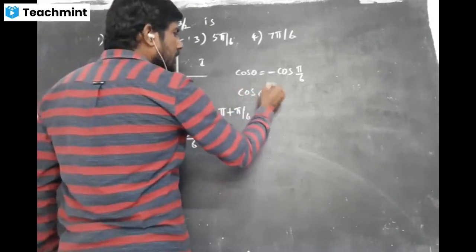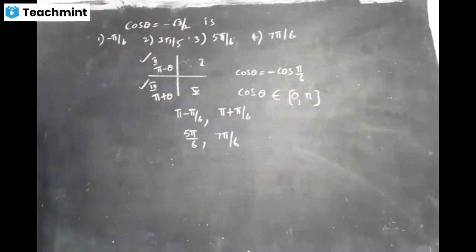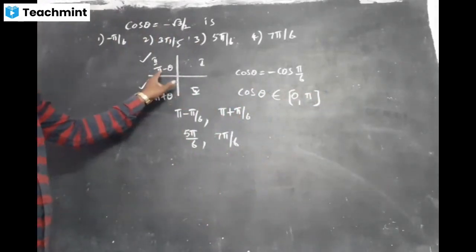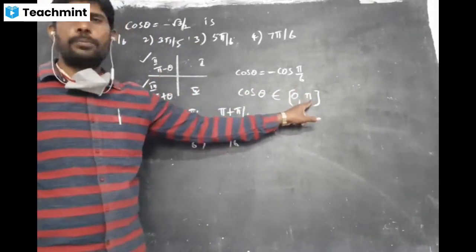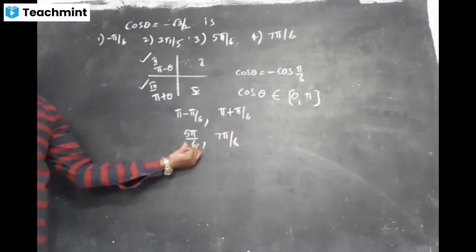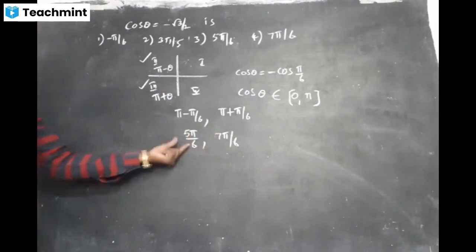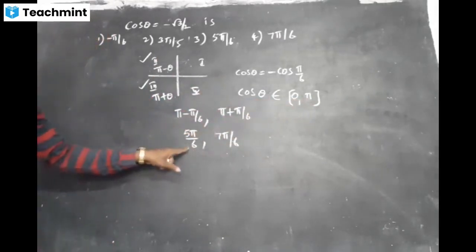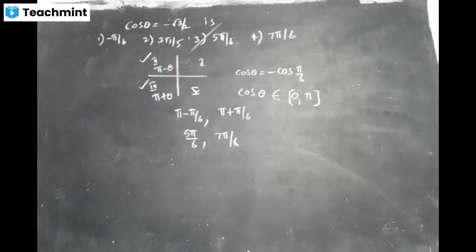Cos theta always belongs to the interval 0 to pi, that is 0 to 180 degrees. In that interval, 180 minus theta is included in 0 to pi, but 180 plus theta does not exist in 0 to pi. That's why we have to take the value 5 pi by 6. Here our principal solutions are 2, but since cos theta always belongs to 0 to pi, our value is 5 pi by 6. So our option is the third option. Next problem.